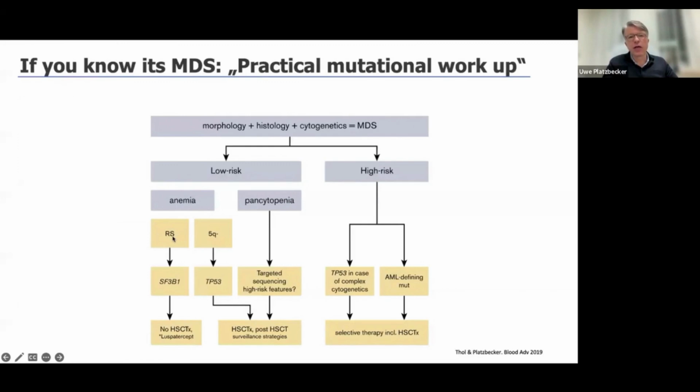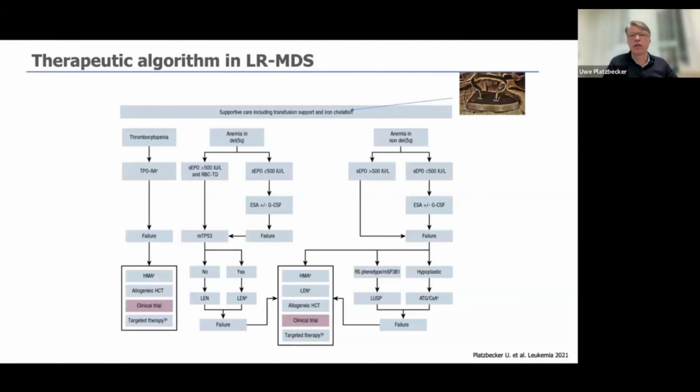And I think, therefore, not only is morphology very important for the workup, so the ring sideroblastic status is still very important also for the Luspatercept label, but SF3B1 confirms the very good prognosis of these subsets of patients, where I think transplant is not needed in the majority of the cases, and Luspatercept is a very important treatment option.